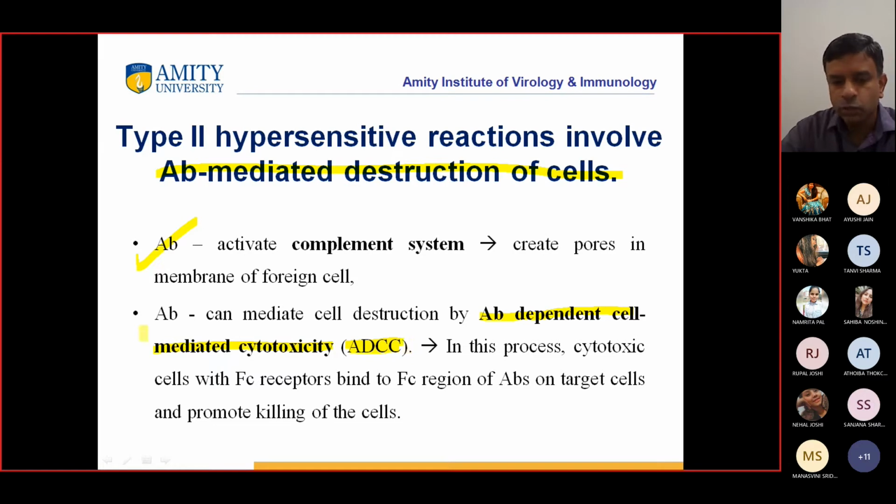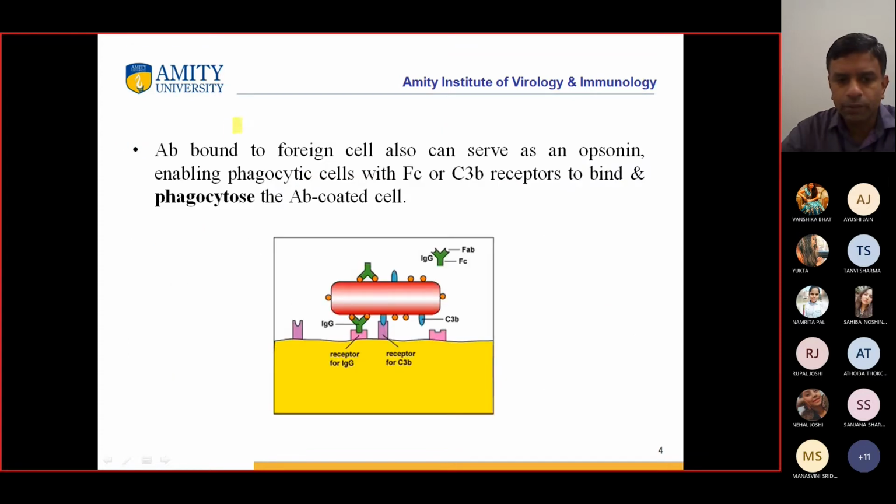Okay, so these are the two mechanisms, activation of the complement system and ADCC. And antibody bound to foreign cells can also serve as opsonins. So you can see this enabling phagocytic cells with Fc receptors or C3b receptors to bind and phagocytize the antibody coated cell.